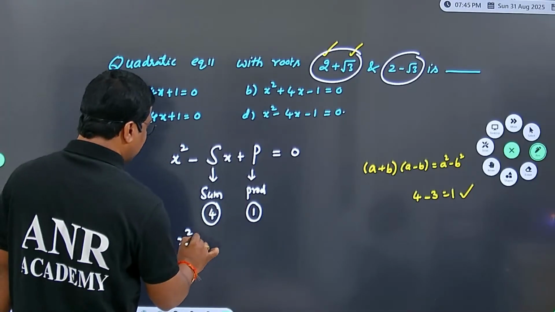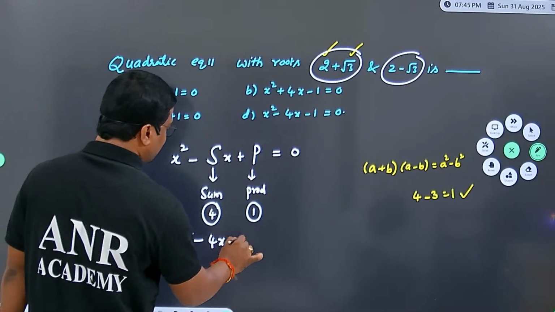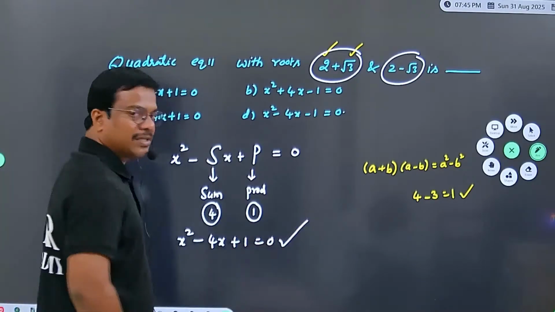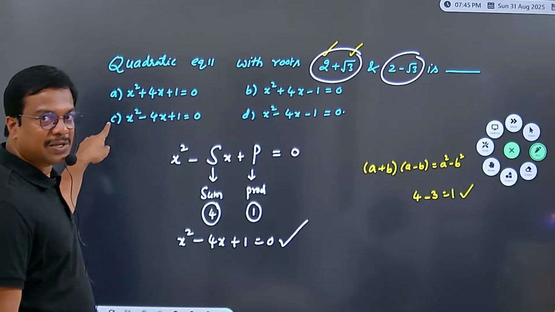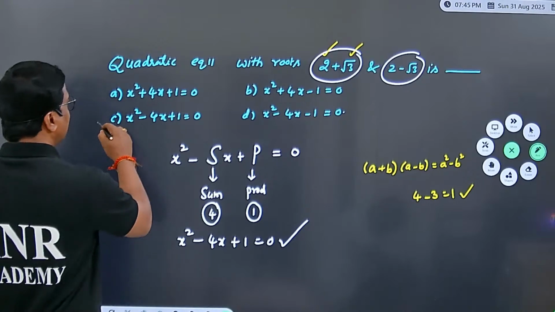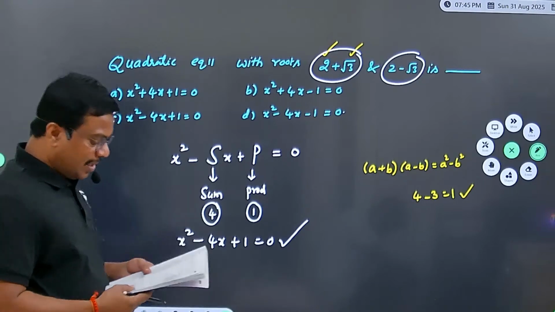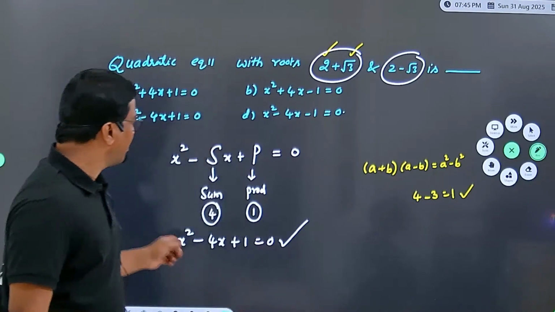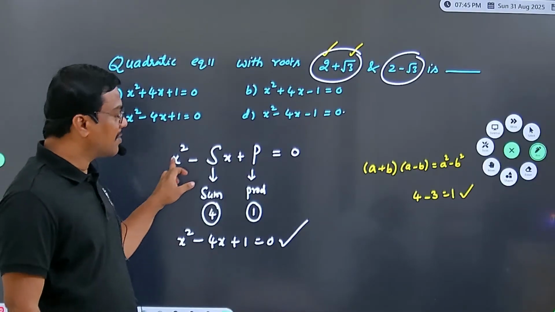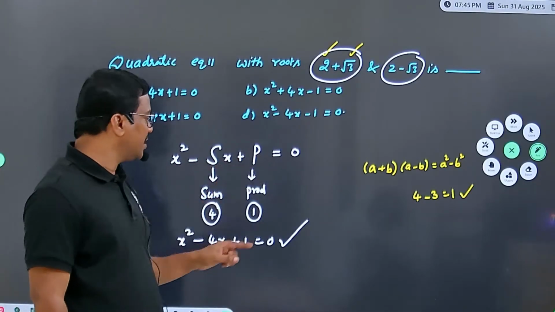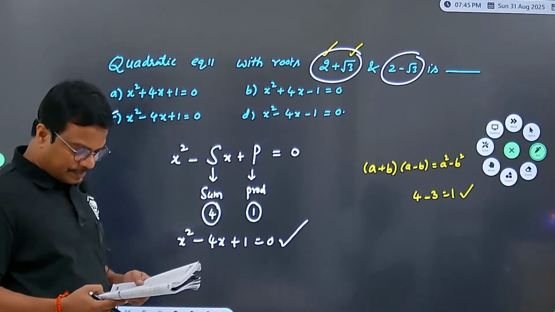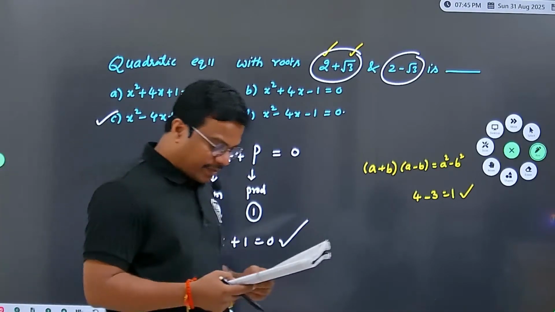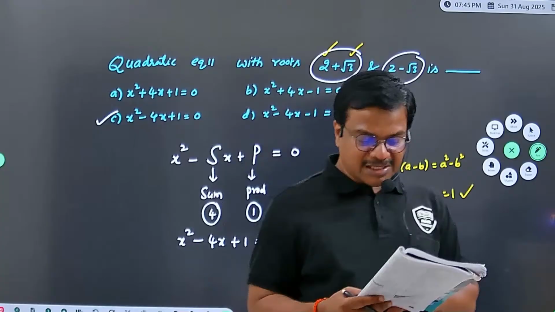So what is your answer? x square minus 4x plus 1 equal to 0, that is option C. If two roots are given, use the formula x square minus sx plus p equal to 0. S indicates sum of roots, p indicates product of roots. Let us move to the next one.